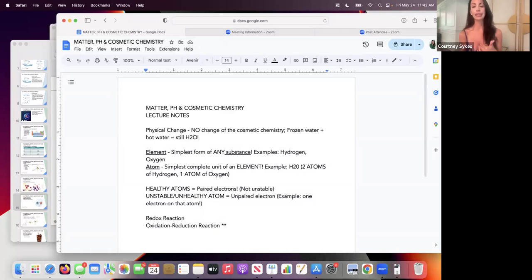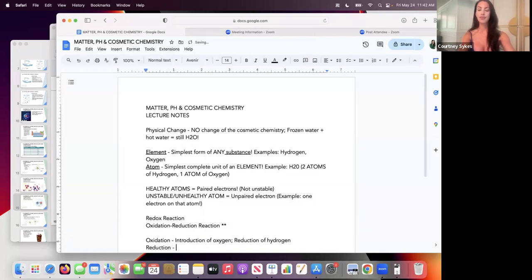And the reason is that something cannot be reduced unless it's oxidized first. And I'll explain what I mean by that. Okay, so oxidation is the introduction of oxygen and the reduction of hydrogen. Okay. Reduction is the complete opposite. It's the introduction of hydrogen, the reduction of oxygen.